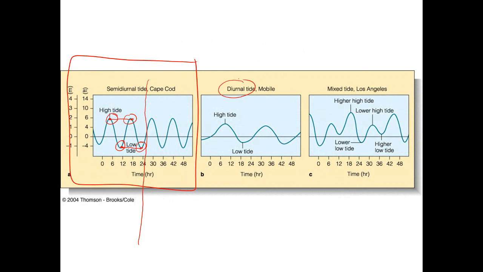In a diurnal example, here's your 24-hour and 50-minute break, we only have one high and one low in the same amount of time. In a mixed tide, here's our 24-hour break. This one happens to have a bunch of highs and lows.